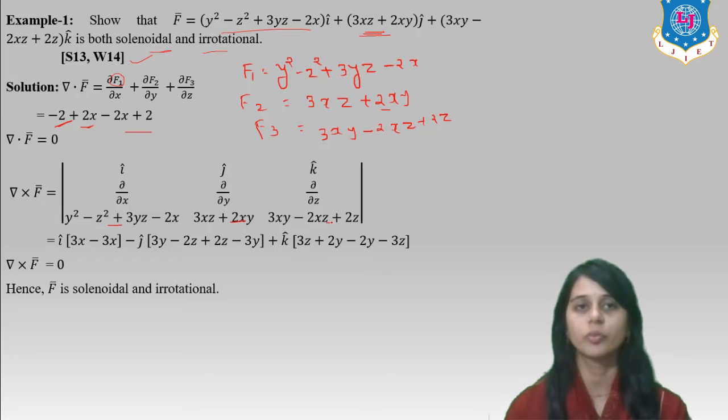f1, f2 and f3. Take the determinant. Answer is 0. So f is solenoidal and irrotational.